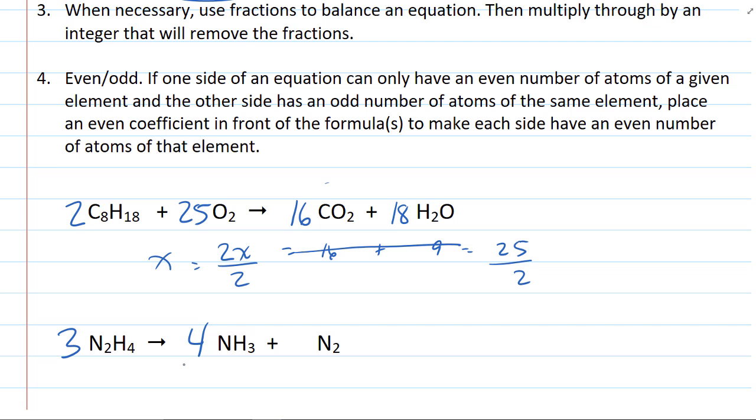How many nitrogens here? 6. How many here? 4 plus 2. That gives us 6. This here is a balanced chemical equation. Any questions on either of these two?